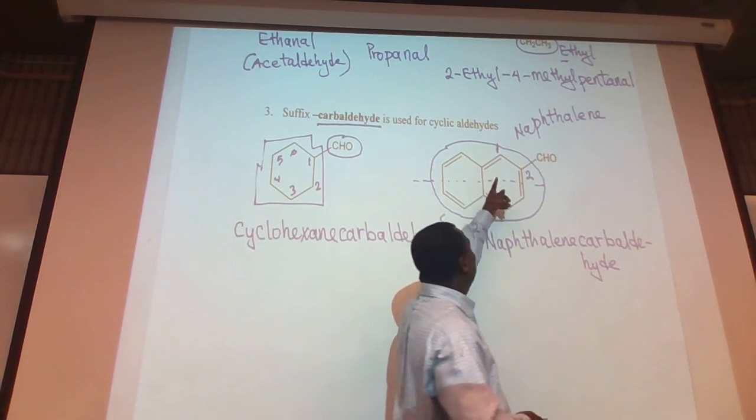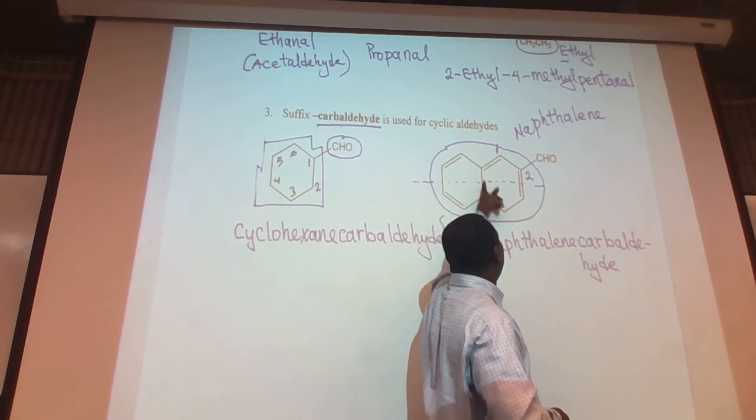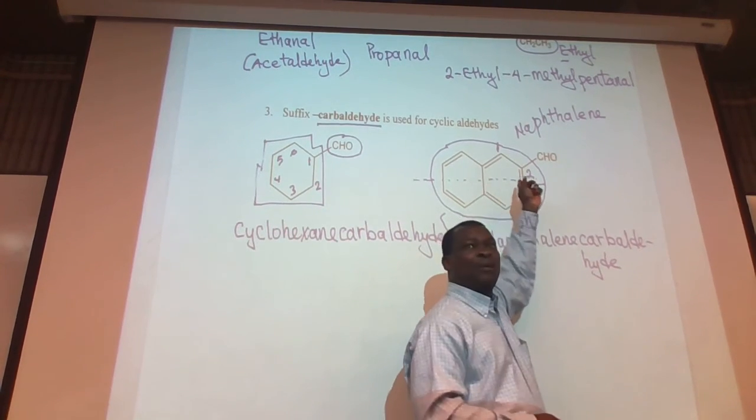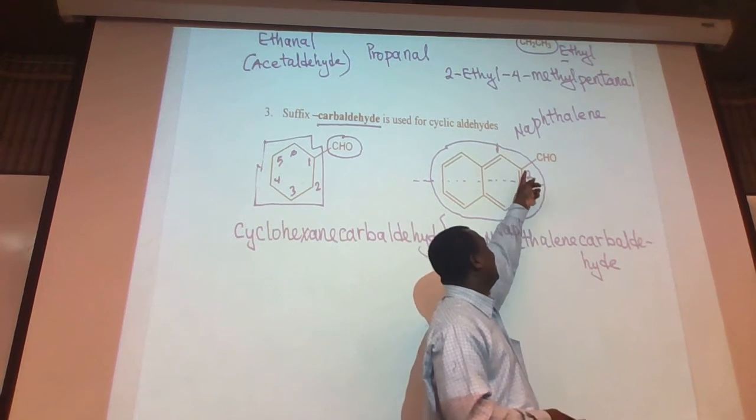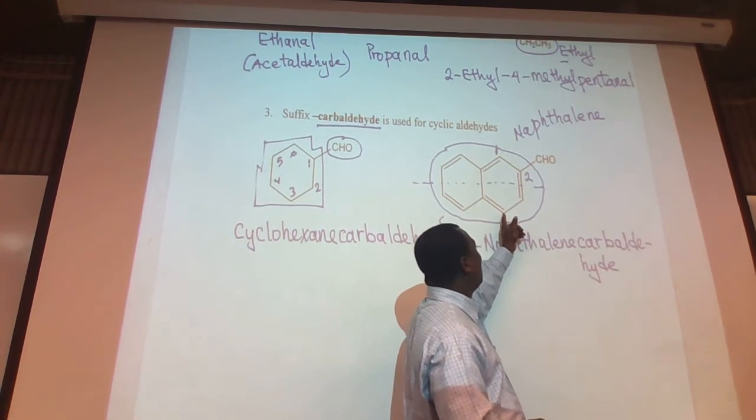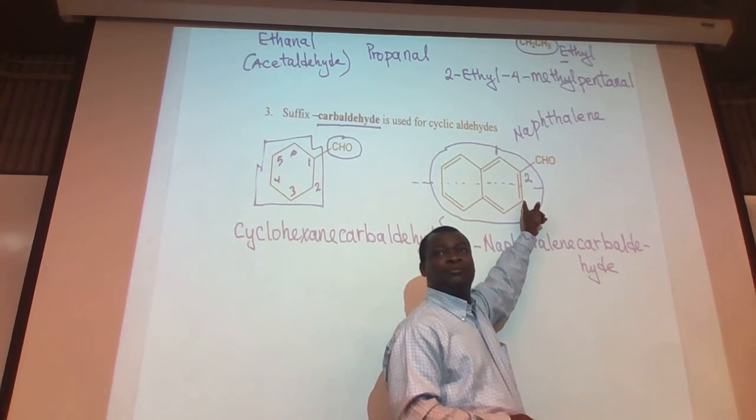In naphthalene, this carbon that is next to the point of fusion of the 2 rings is numbered carbon number 1. Okay, and this will be carbon number 2. This will be carbon number 1. That will be carbon number 2. Okay.